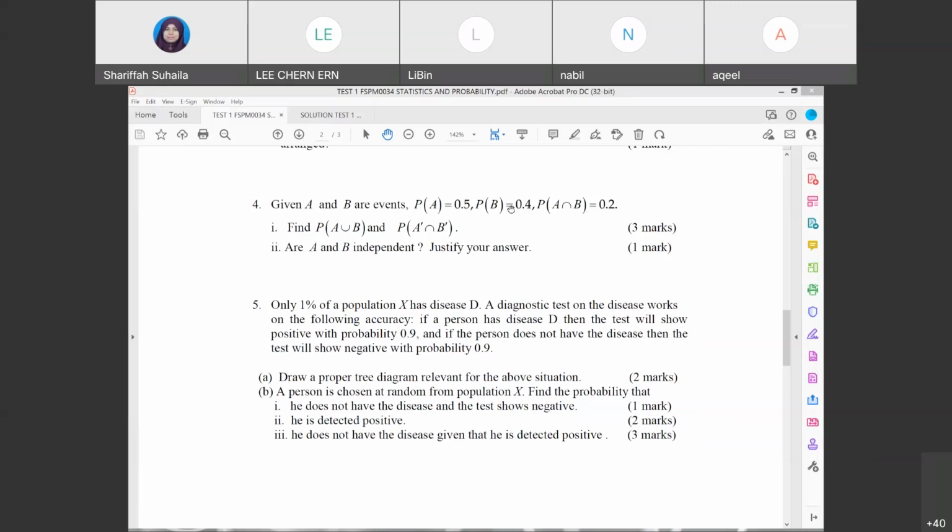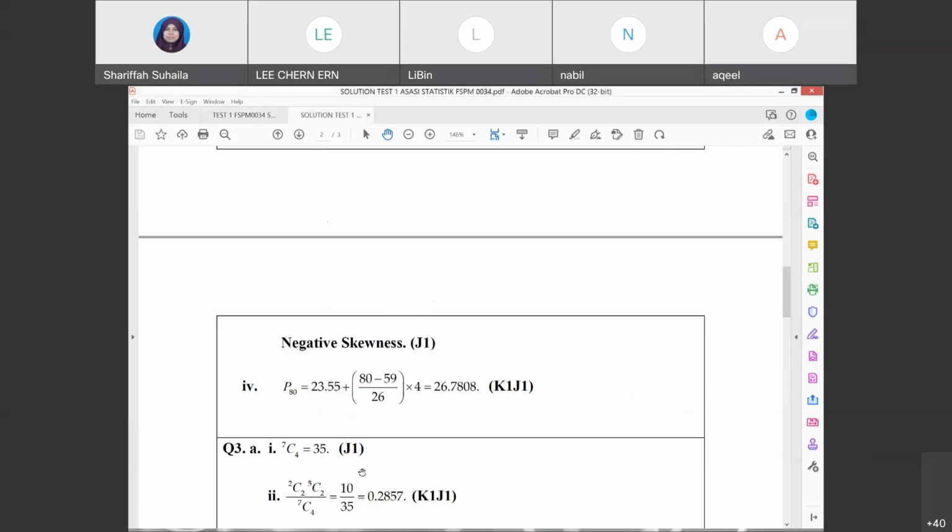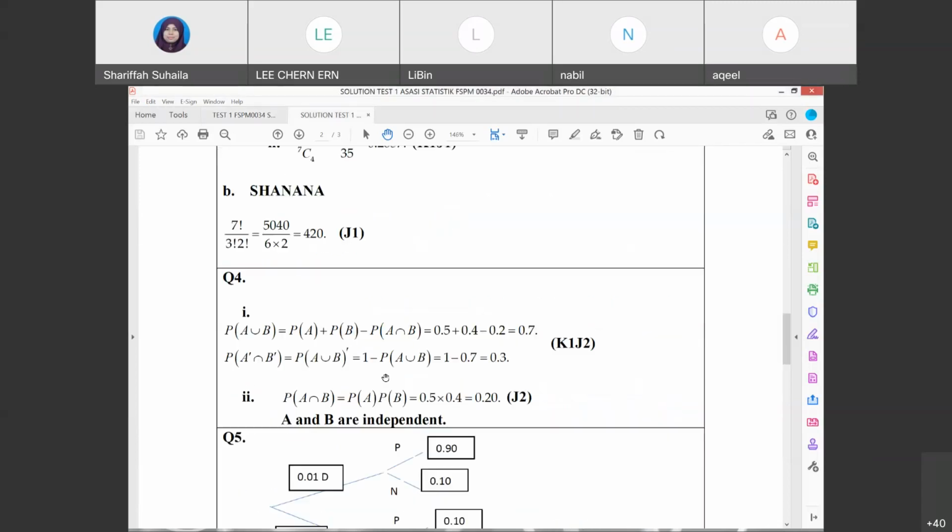So for A prime intersect with B prime, it should be the same as the complement of A union B, so 1 minus probability A union B. The probability A union B, the answer is 0.7. Probability A prime intersect B prime, your answer should be 0.3. Okay, the answer should be 0.3.